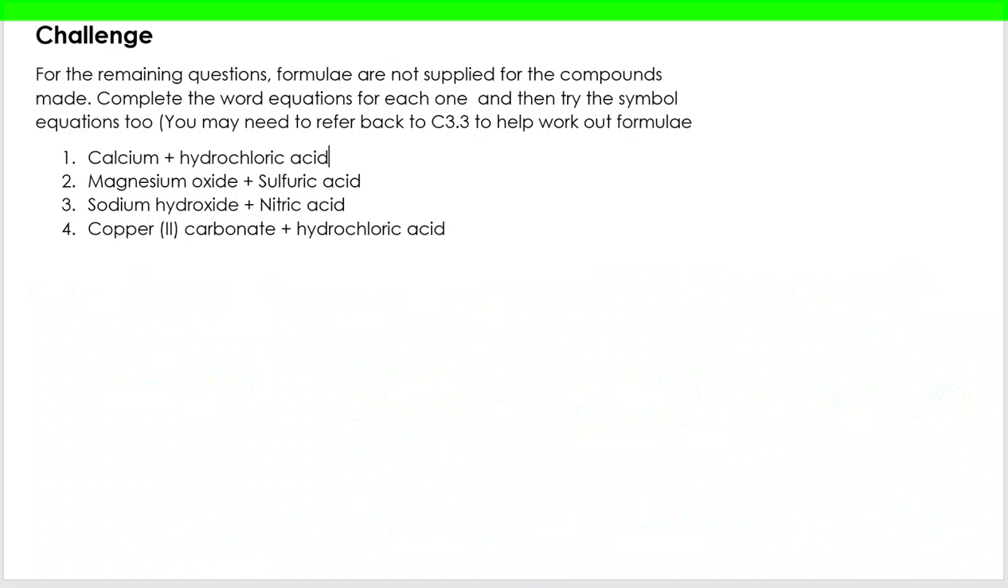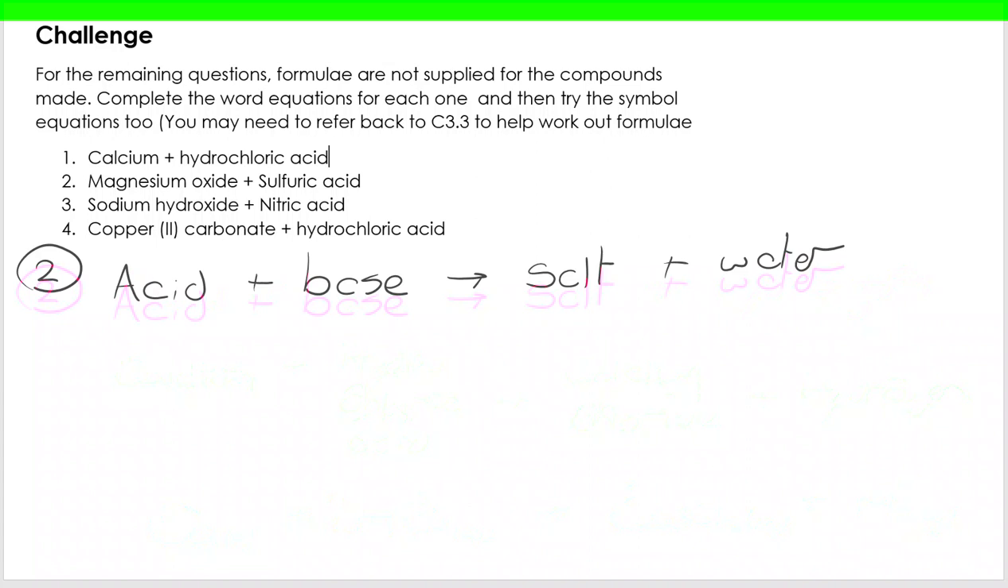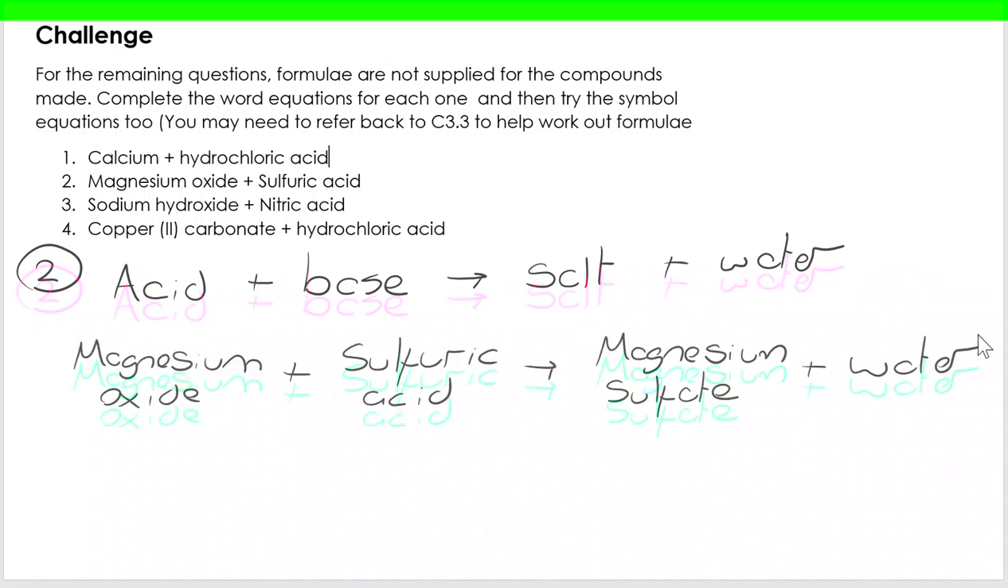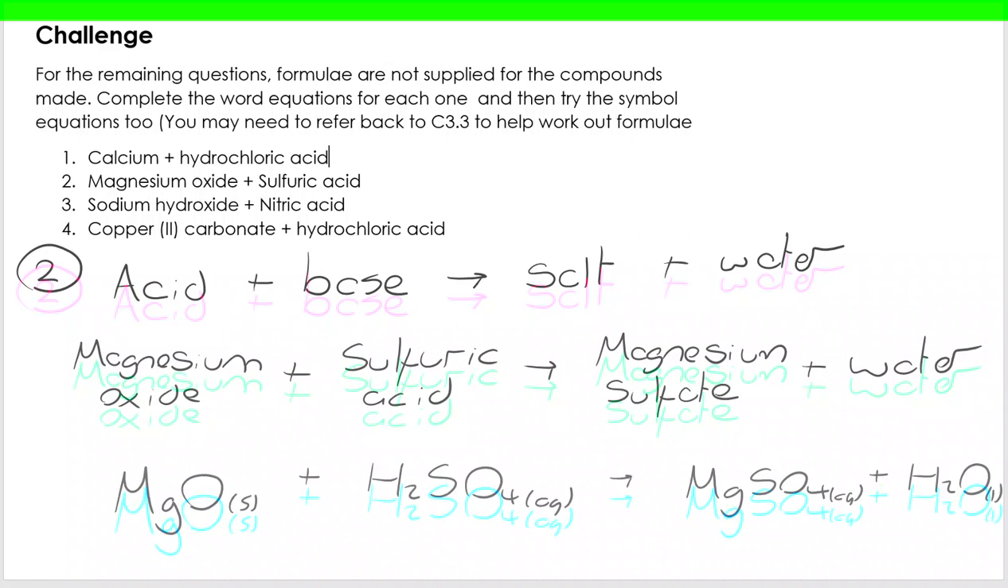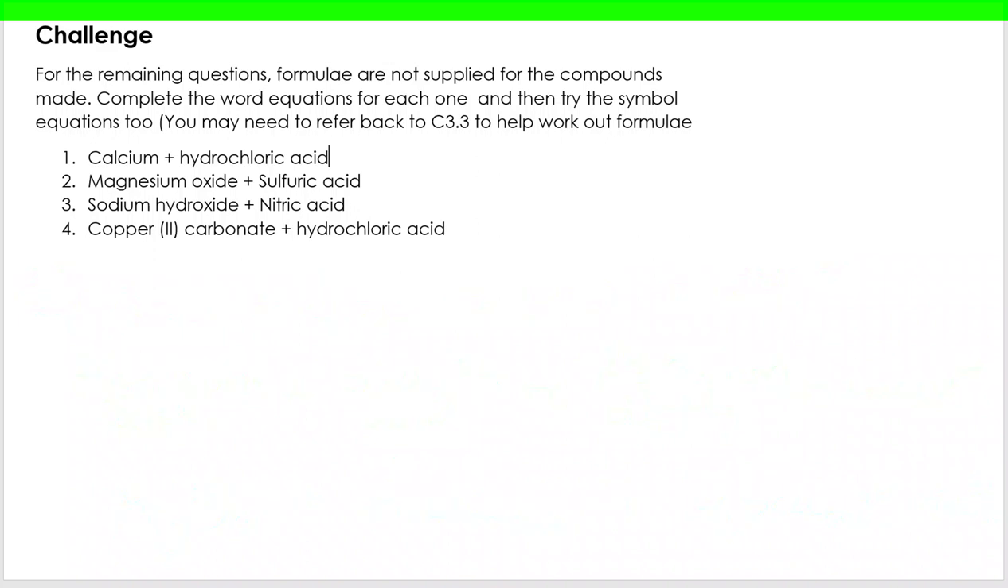On to the second one, and this is an acid and a base, so it makes a salt and water. Magnesium oxide and sulfuric acid will make magnesium sulfate. The rest of it should fall into place quite easily. Symbol equation completed. Double check that to see that you're happy, and the balancing is already done. So now let's move on.